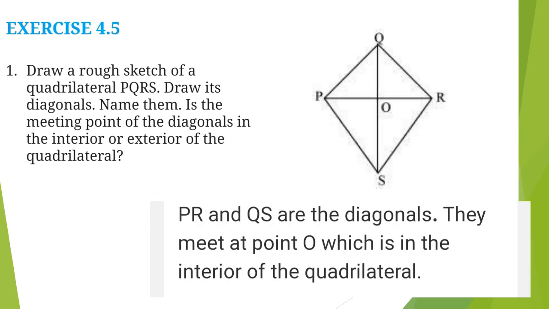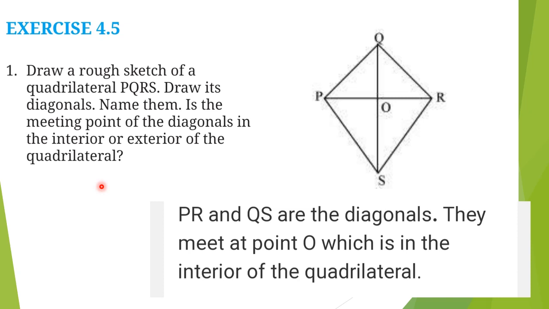Exercise 4.5, question number 1. Draw a rough sketch of a quadrilateral PQRS. So first we draw the rough sketch of a quadrilateral. Now for naming a quadrilateral, there is a proper way. That is, a quadrilateral is named by writing the letters representing its vertices in a cyclic manner. So now we can write the vertices in a cyclic manner: P, Q, R and S.